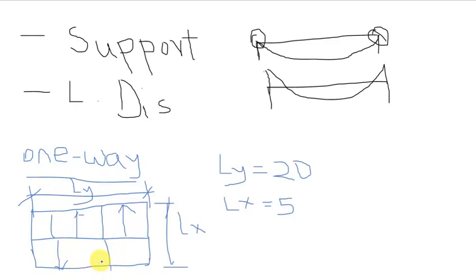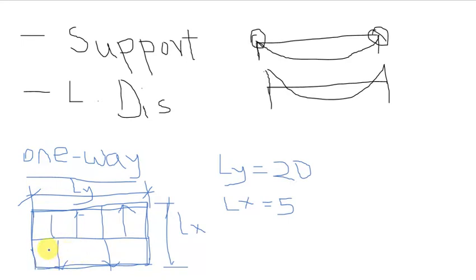An assumption is made that the beams at the exterior, this point and this point, will not take any load, right? And the beam here will take half the load of that slab, and the beam here will also take half the load of that slab.